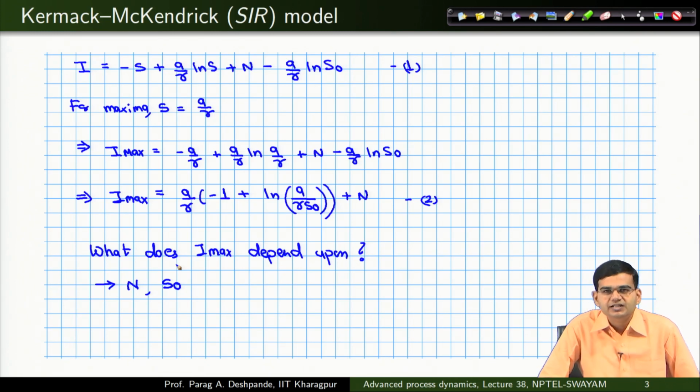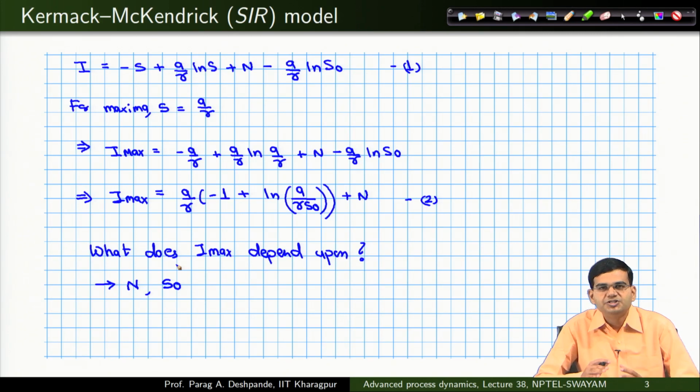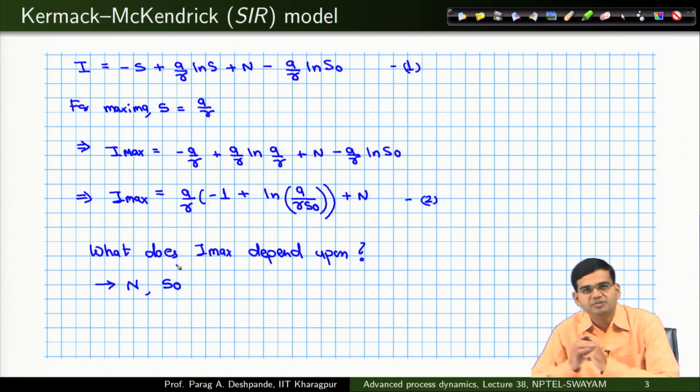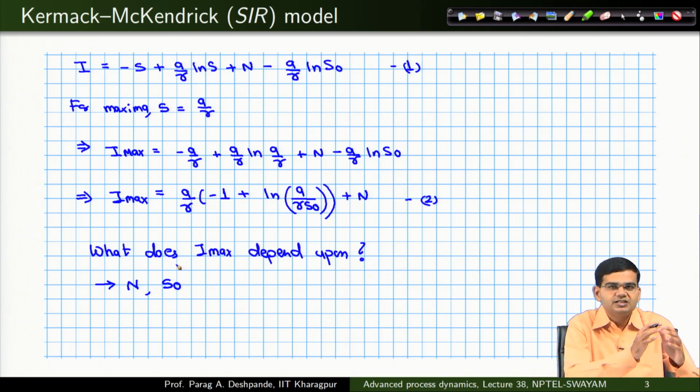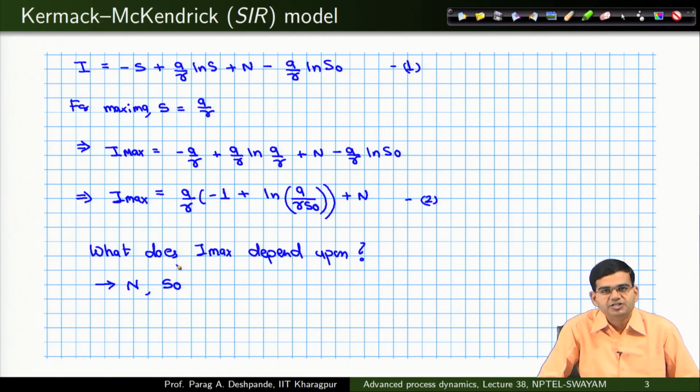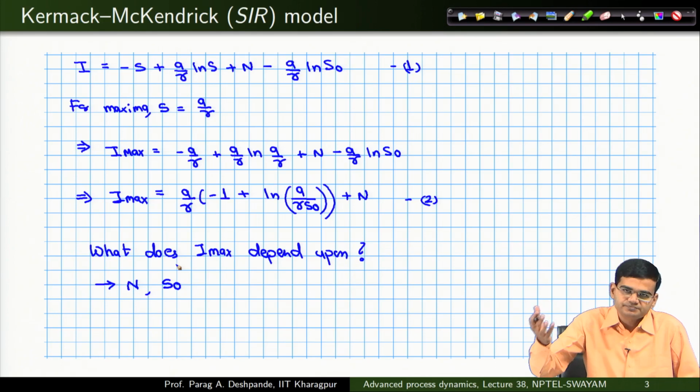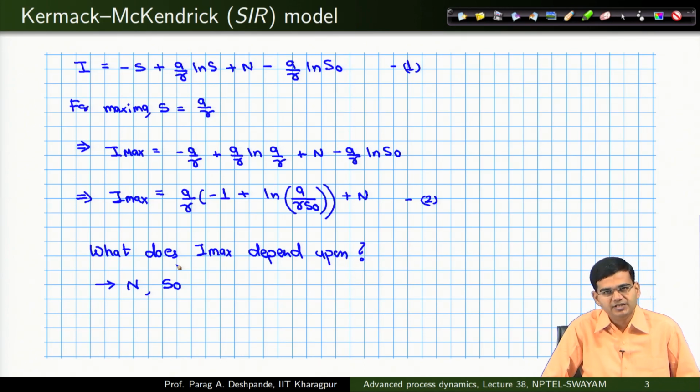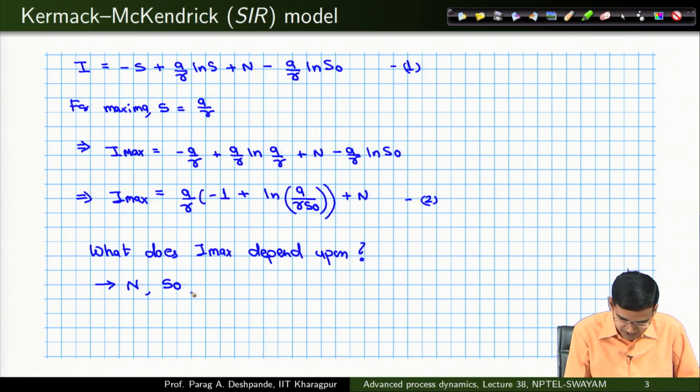Now, the question is that if you have a population in which everyone is susceptible versus a population in which the number of susceptibles is smaller, which population is more likely to have higher number of infectives? Obviously, the ones in which there are more susceptibles, quite simply. But it also depends upon A by R.